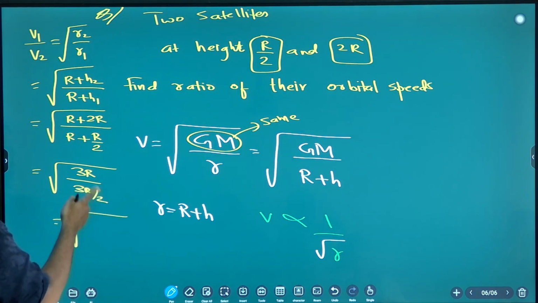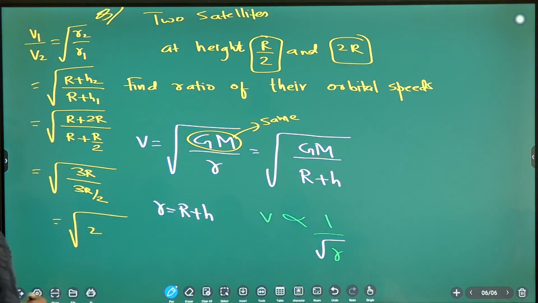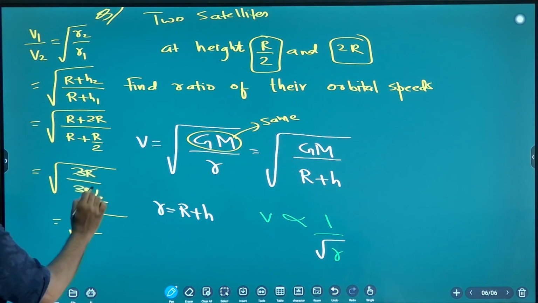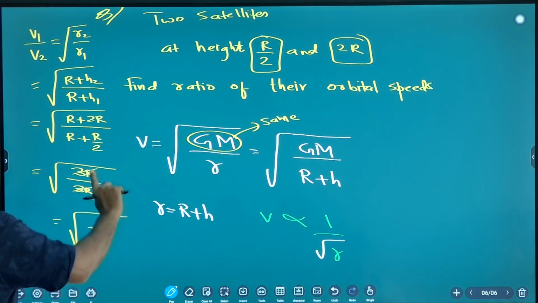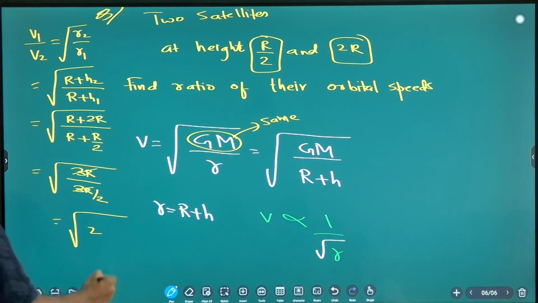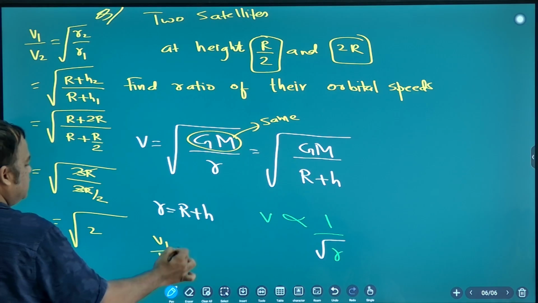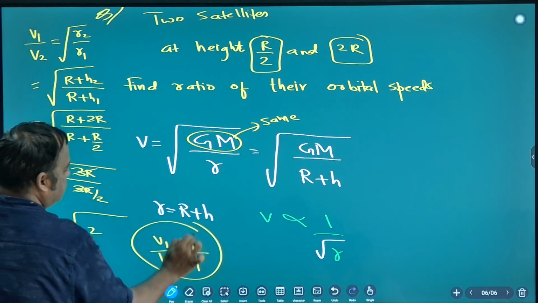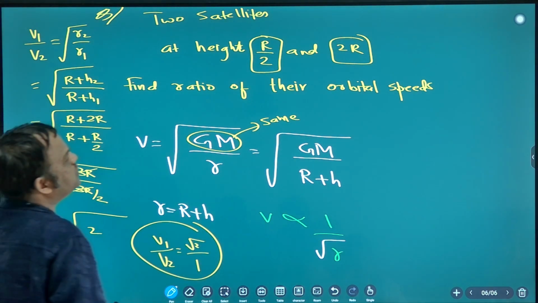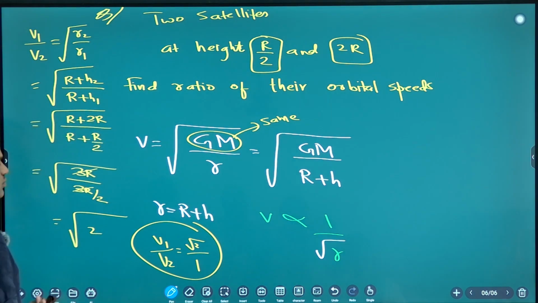Tell me what is the answer? Root 2. 3R cancel. This 2 will go to the numerator. Root 2, right? Root 2 is to 1. Note down. Ratio of their orbital speeds, root 2 is to 1. Okay, clear? Any doubt? Okay, done?